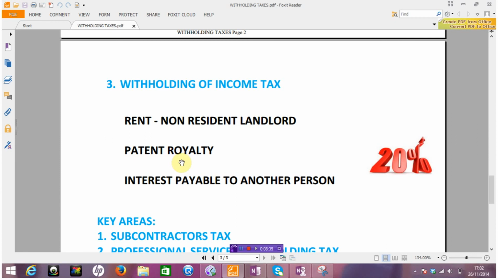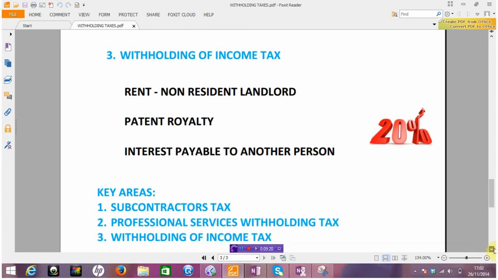In addition, with patent royalties, we'll know that hopefully that 20% is deducted at source unless it's payments between group companies. And in addition to that, probably a small point here that you may not have seen elsewhere, just this idea of interest being paid to another person in respect of a loan. And again, there's a requirement to deduct 20%. So, I could perhaps see that as an add-on question in F6 for perhaps 2 or 3 marks, just to outline what instances are there where withholding of income tax is required, perhaps outside subcontractor tax and professional services. So we have 3 there.